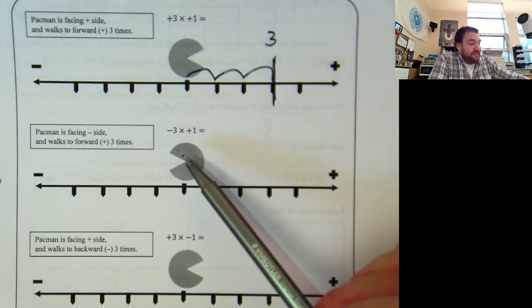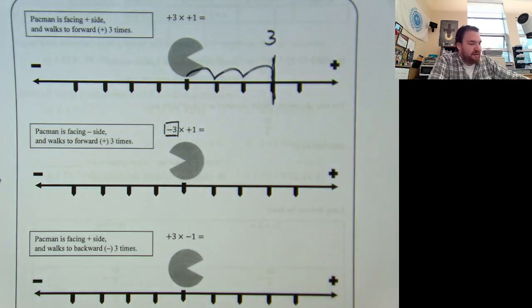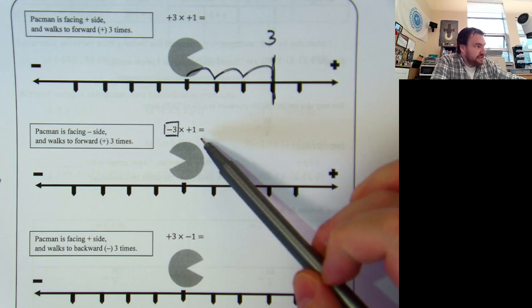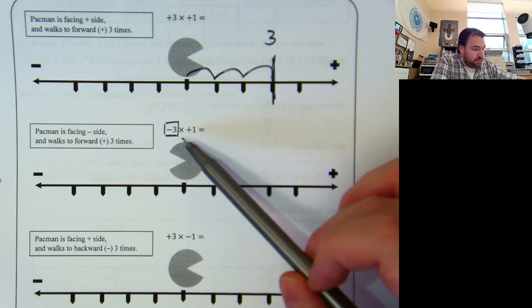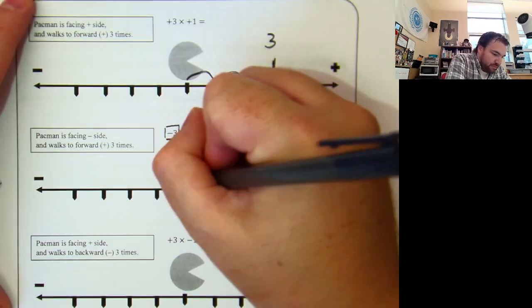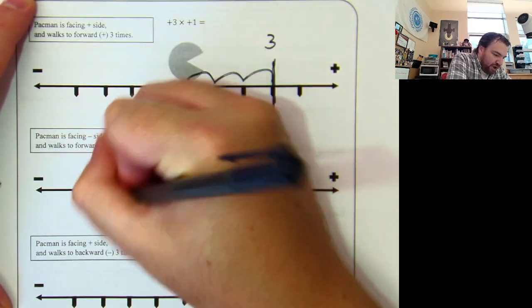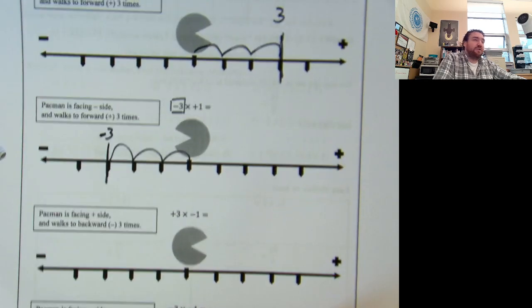Now we've got Pac-Man. Now he's facing left. That is what this negative is trying to symbolize here. Pac-Man is facing to the left. And now he's facing left and he's going to move forward, facing that direction. He's going to move forward 3 times. Moving forward, facing left means he's going to go 1, 2, 3. Here we are on the number line at -3.